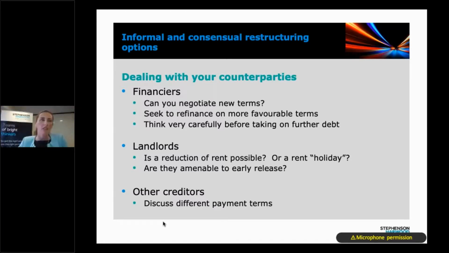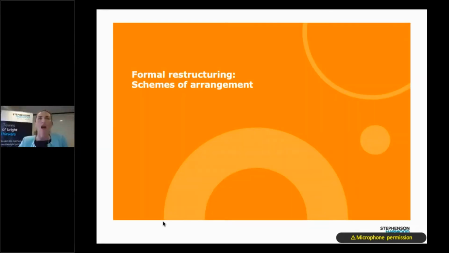So moving on to schemes of arrangement. What we've spoken about thus far is more informal ways of restructuring. Ultimately, if you want to reduce your debts or compromise your debts, you could agree a new arrangement with 100% of your creditors. But in reality, it's always going to be very difficult to get 100% of the people you owe money to all to take a haircut. Hence, the scheme of arrangement can be quite helpful.